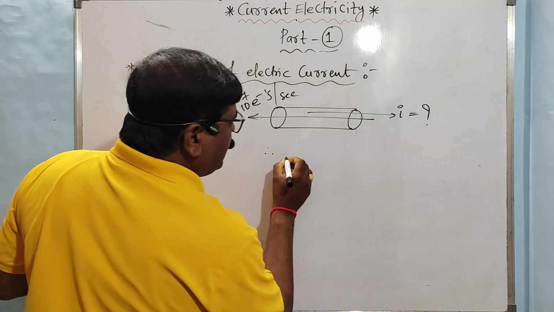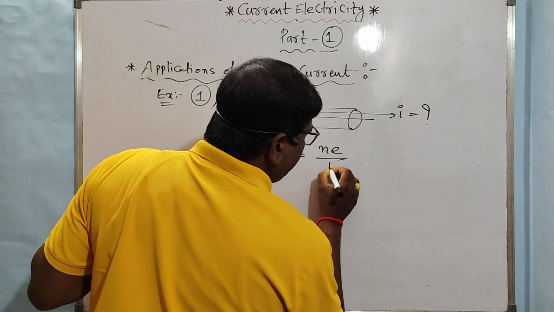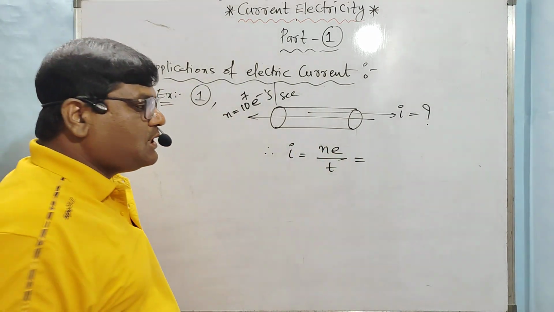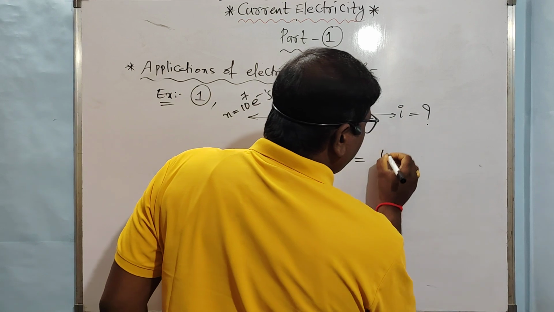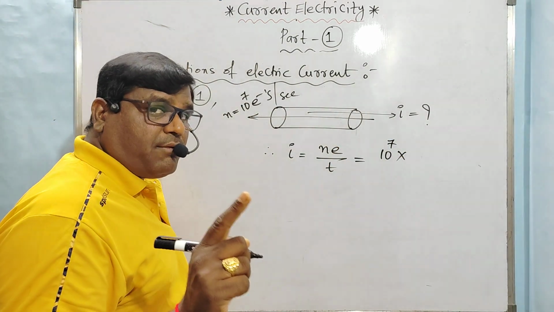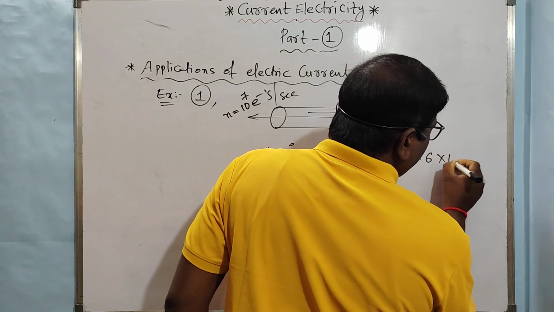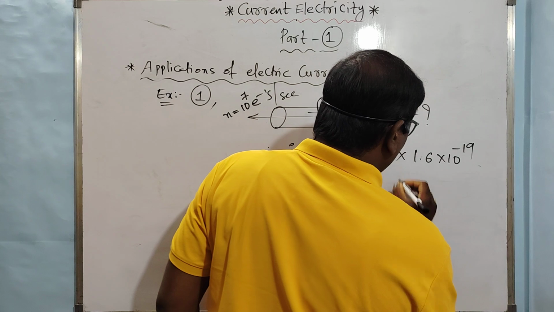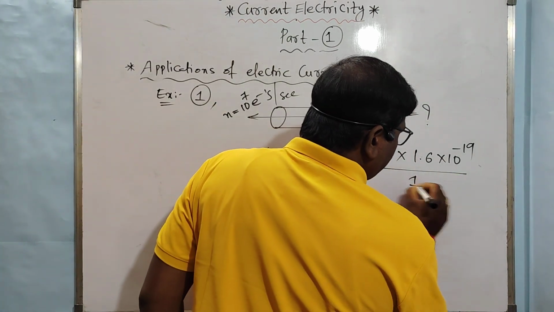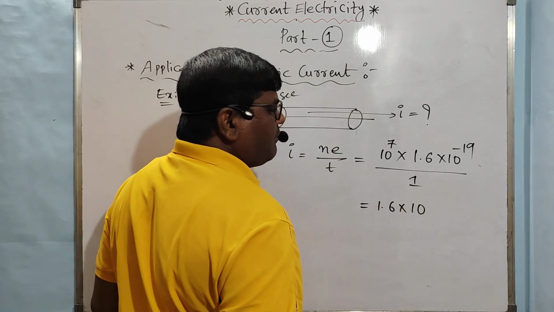So current I is equal to, we know the formula, Ne by T. N is nothing but the number of electrons. How many electrons? 10 to the power of 7 is given in the question. E means the charge of 1 electron. What is the charge of 1 electron? 1.6 into 10 to the power of minus 19 coulombs, divided by time. What is the time it is taking here? 1 second.